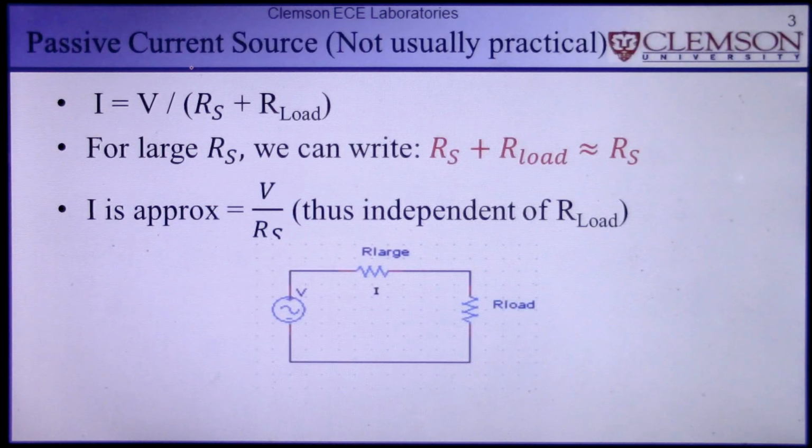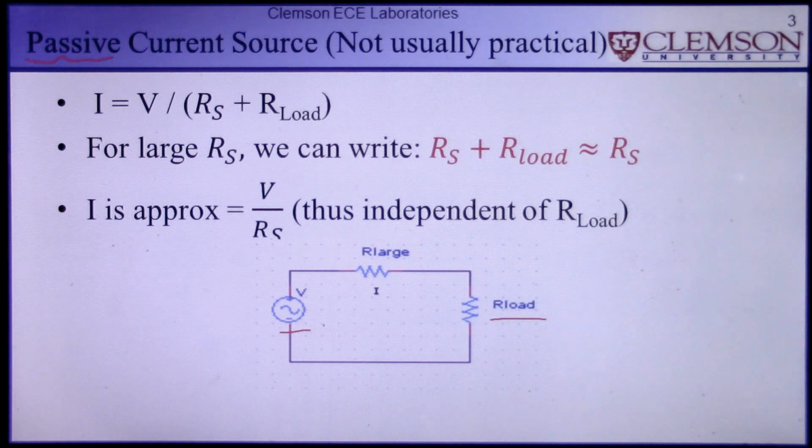So our lab is going to be on active current sources, but at the same time we should have some idea of what a passive current source is. The passive current source can be built with a very simple arrangement like this. What we have here is a voltage source, here we have a very large resistance, and then we have the load.